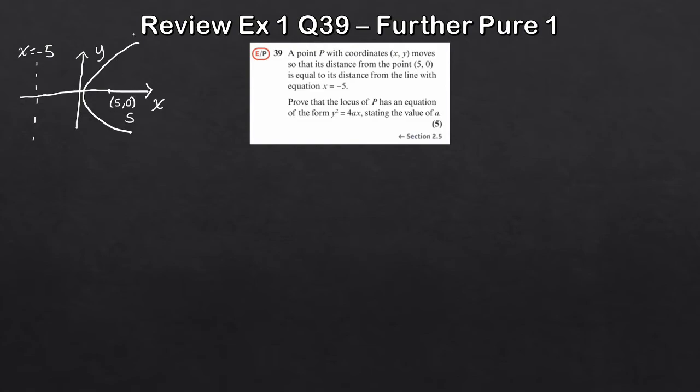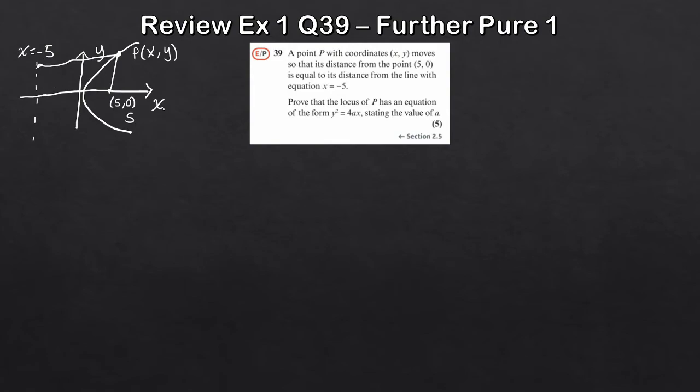And then we've also got the point P, which moves, so its distance from 5, 0 is equal to its distance from the line x equals minus 5. So that's actually going to lie here on the parabola. So we say that's there. So that's P, which is x, y. So the question's essentially asking, can we prove that the distance from this point here is equal to the distance of them there? Now, I've drawn it a bit rough, but that's essentially what we're looking to show here.